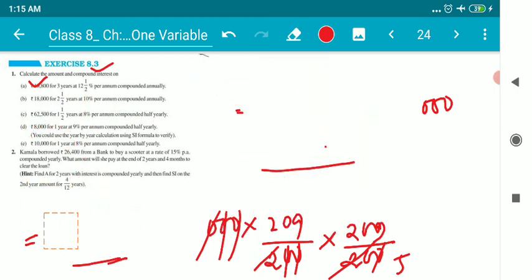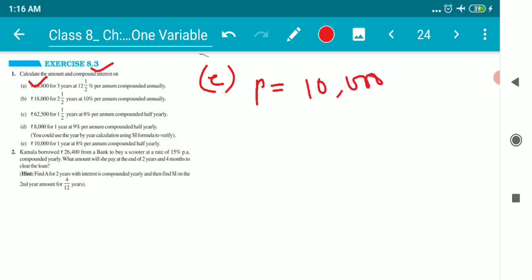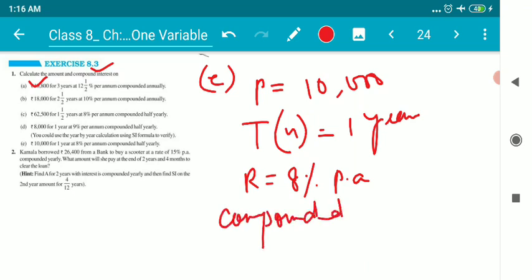Now this question is quite similar to question number E. Question E has been stated in the same way. Principal amount is 10,000. Time, which is n, is 1 year. And rate of interest is 8% per annum, but compounded half yearly. Okay, children, so I understood which formula is to be used over here. It is compounded half yearly.